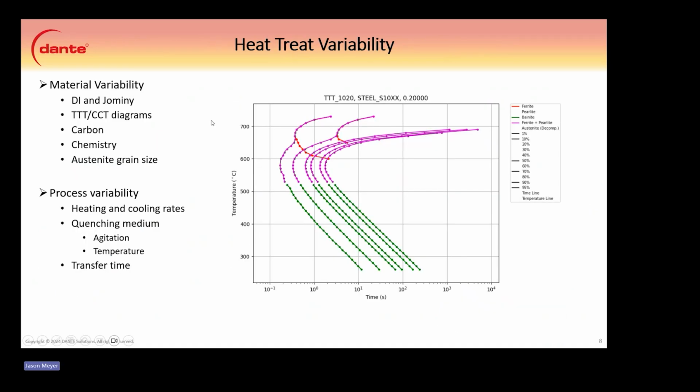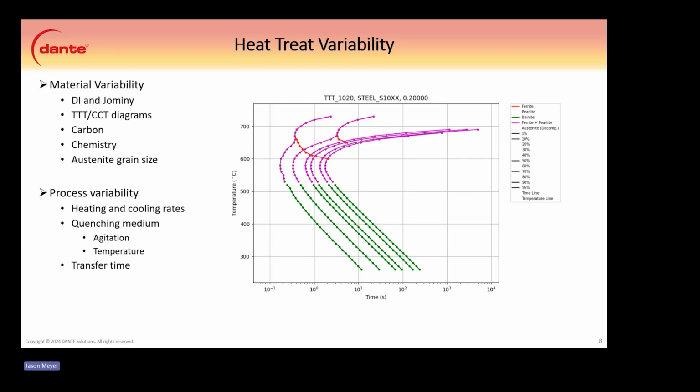So let's talk a little bit about heat treatment variability. We're going to look today at 1020 steel and a little bit of variability within it. We're going to look at the DI calculation and the Jominy, like I said, and some CCT diagrams, and we're going to vary the carbon within that material range and see the effects it would have on the hardenability of the steel. We're going to look at chemistry changes. Again, mainly for 1020, the manganese is the big lever you can pull there. And we'll also look a little bit at the austenite grain size calculation. Typically, larger grains are a little bit more hardenable.